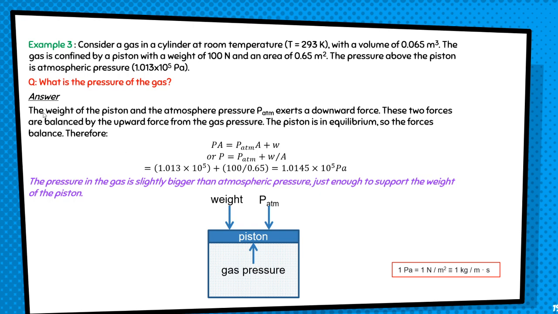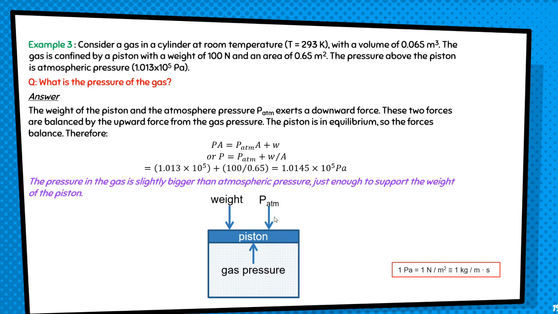In order to answer that, it's obvious that the weight of the piston and the atmospheric pressure exert the downforce, and this is balanced by the upward force by the gas pressure. So the two equate, which gives that this force is equivalent to this force. Force is equal to pressure times the area.